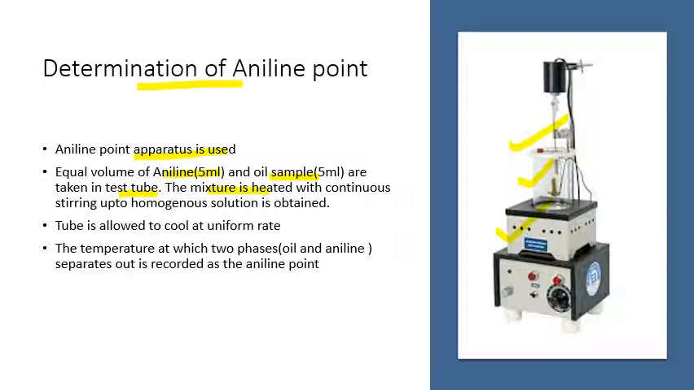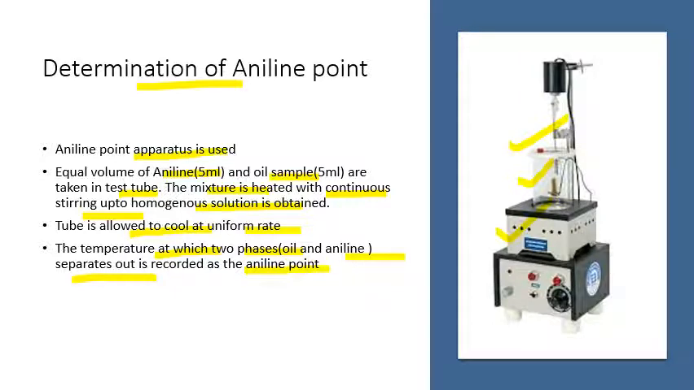The mixture is then heated with continuous stirring until the homogeneous solution is obtained. So this stirring helps us to achieve the homogeneous phase between these two. So we should heat this equal volume of aniline and oil sample up to the temperature at which the homogeneous phase is obtained, or they are completely miscible with one another. After that, the tube is allowed to cool at a uniform rate. The temperature at which the two phases, the oil and aniline, separate out is recorded as the aniline point.